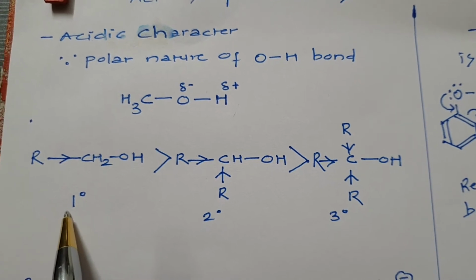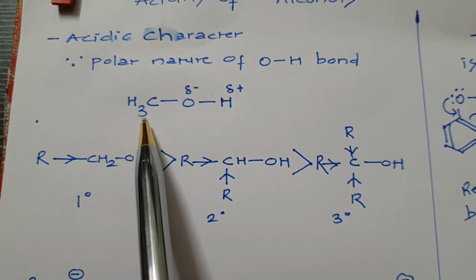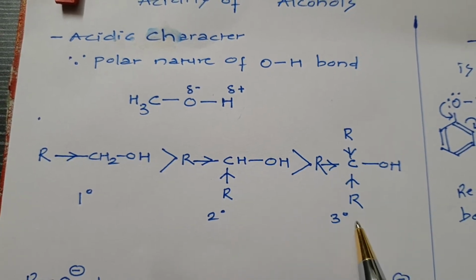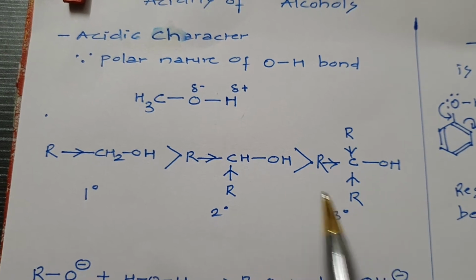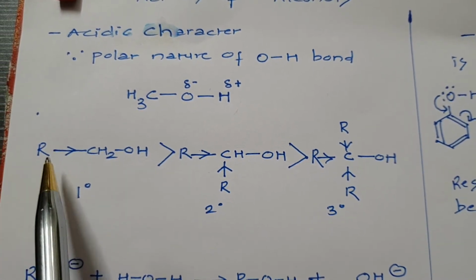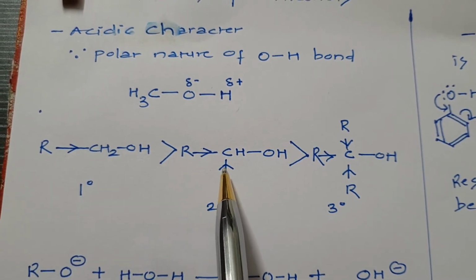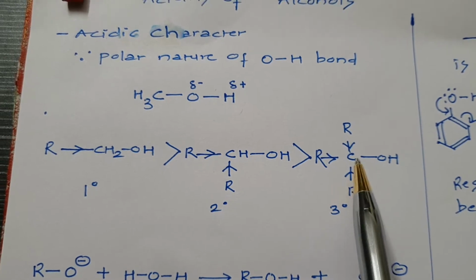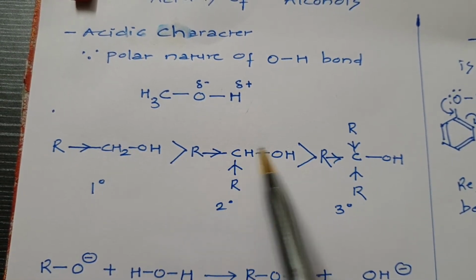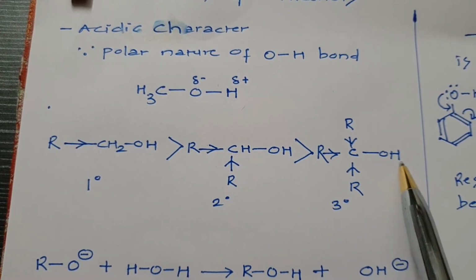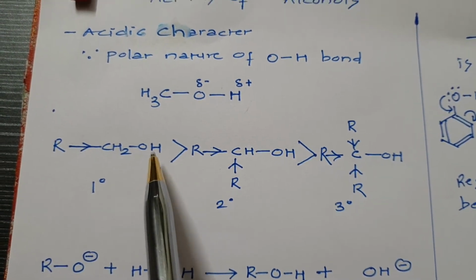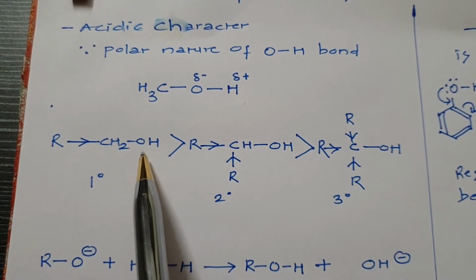Now, as we go on substituting each hydrogen by an alkyl group, we obtain a primary, a secondary and a tertiary alcohol. Know that alkyl groups are electron donating groups. So, as the number of electron donating groups goes on increasing, the electron density is concentrated on this particular carbon atom, which is carrying the hydroxy group. Now, this disturbs the polarity of the OH bond. When I say disturbs, it decreases the polarity of the OH bond.